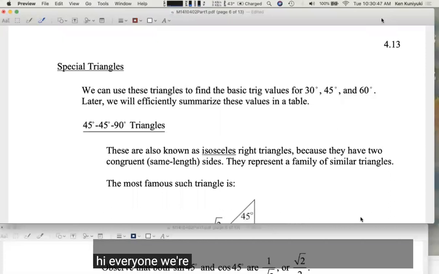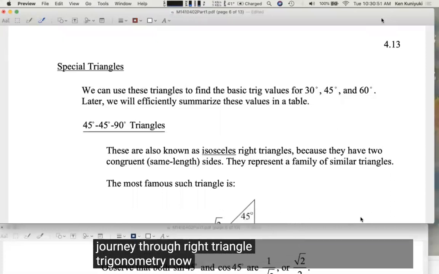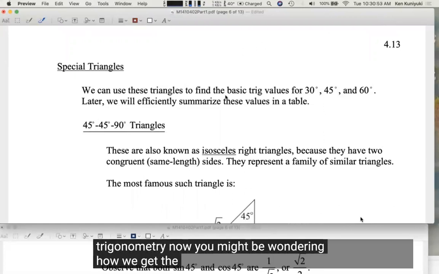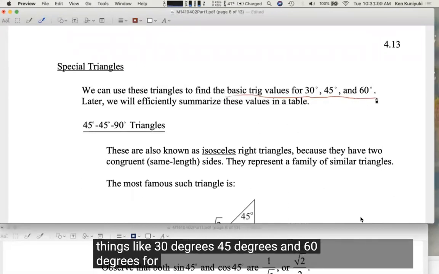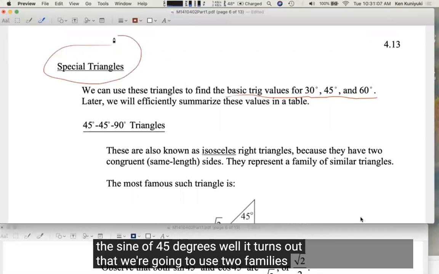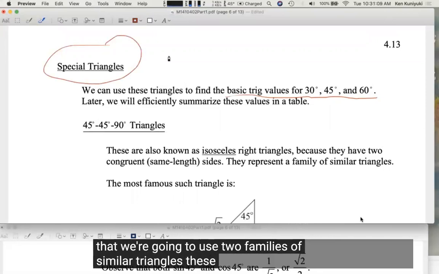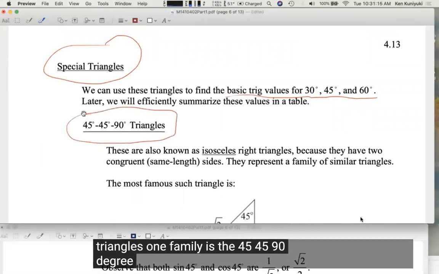Hi, everyone. We're continuing with our journey through right triangle trigonometry. Now, you might be wondering how we get the basic trig values for things like 30 degrees, 45 degrees, and 60 degrees. For example, how would we find the sine of 45 degrees? Well, it turns out that we're going to use 2 families of similar triangles. These are special triangles. One family is the 45, 45, 90-degree family of similar triangles.